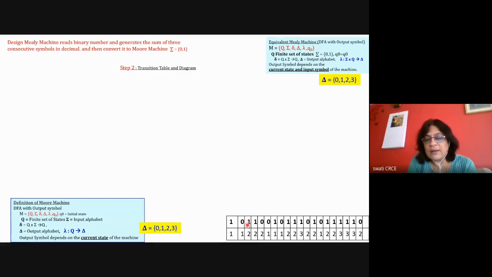Now the next one comes, the sum of the last three digits is 2. This one and this one. So here the output is 2. Now the next one is there, the sum of previous three digits is 2. Then 0 is there, the sum of previous three digits is 2. Then 0 has arrived, so the previous three digits' sum is 1. So like this, for this input string, this output string is generated.